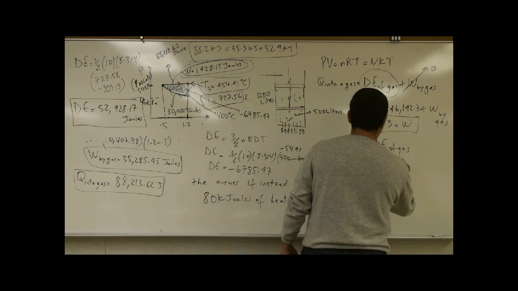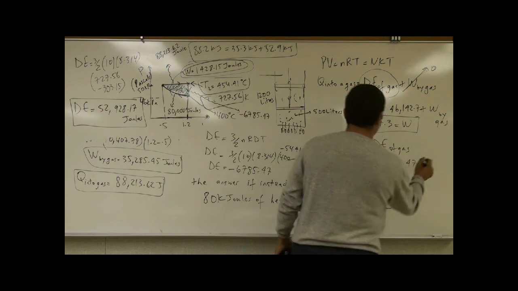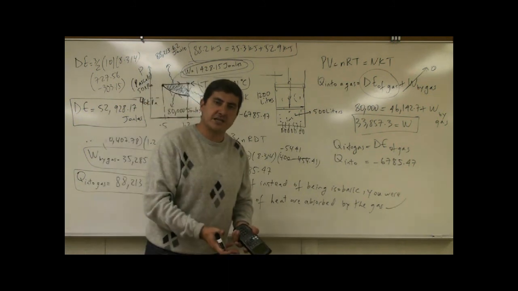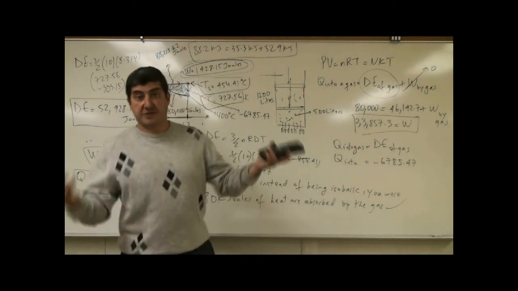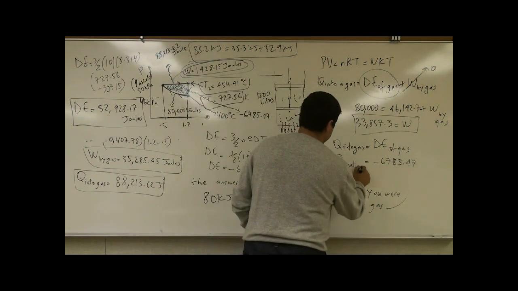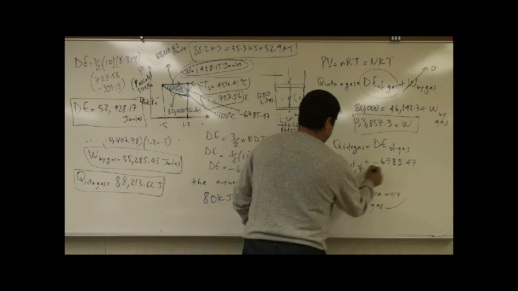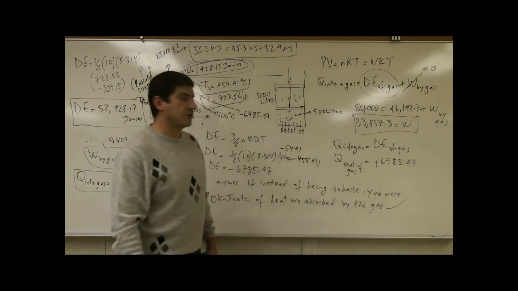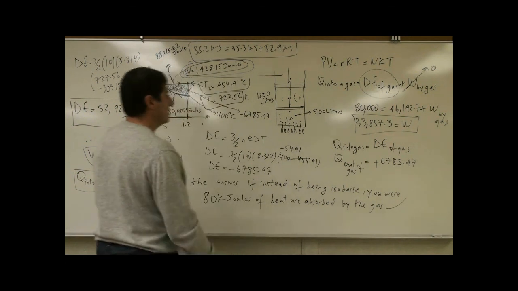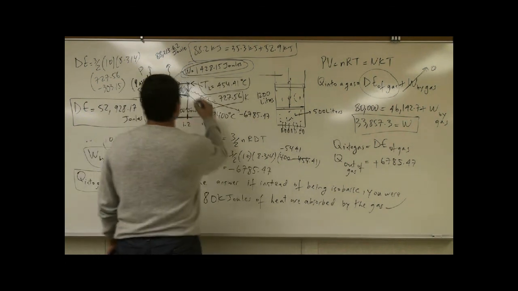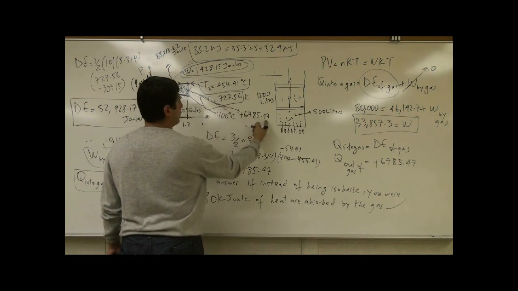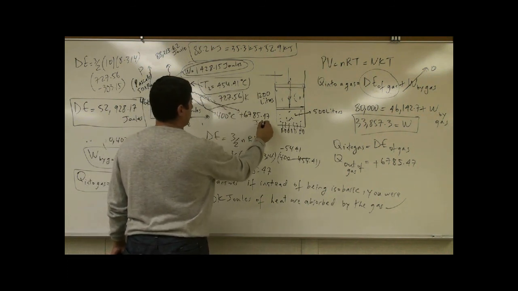Negative 6785.47. Well, what does that mean? If a negative heat went into the gas, that means the heat came out of the gas. So we can say heat out of gas is equal to positive 6,785.47 joules, right? So therefore, heat is coming out of the system here. 6,785.47 joules is coming out.